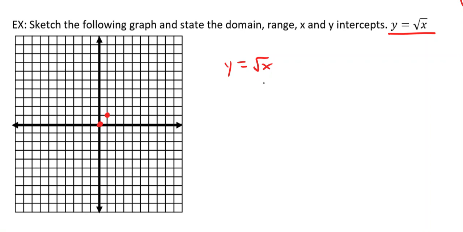If I threw in 4 for x, so when x is 4, what would y be? 2. So if I count over 4 and go up 2, there I am, right? And you can kind of see our pattern that we've got going now. So you'd have a curve kind of going off to the side like that. If you want to sketch this quickly, it follows the same pattern: up 1 over 1, up 1 over 3, up 1 over 5, the odds. So you can do that quick and easy instead of putting them in every time.